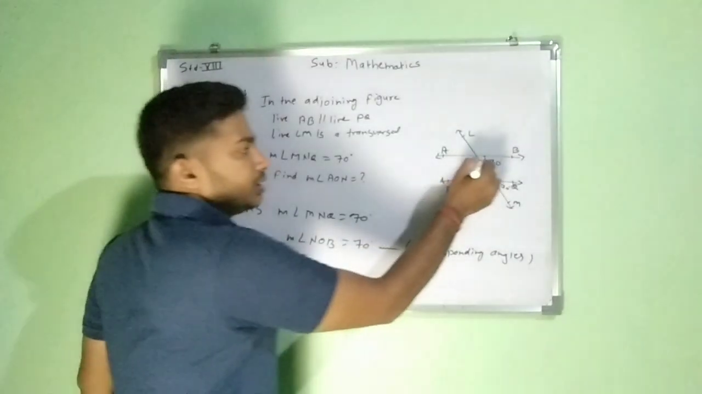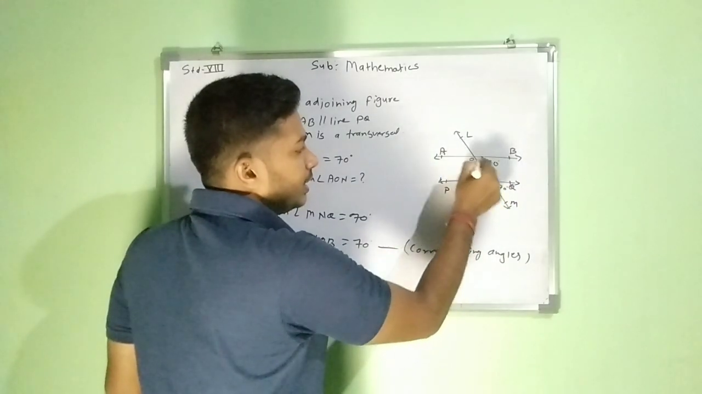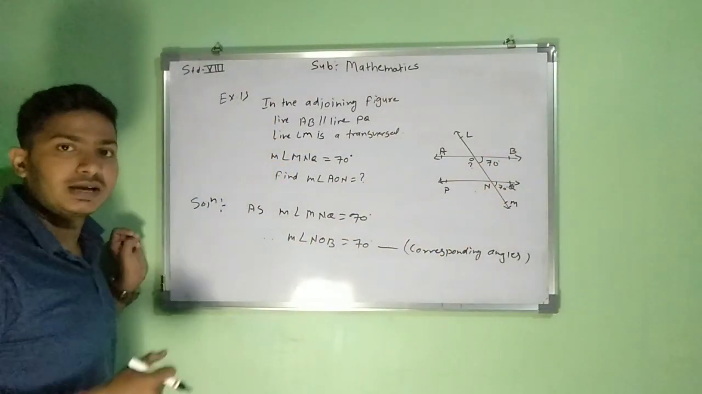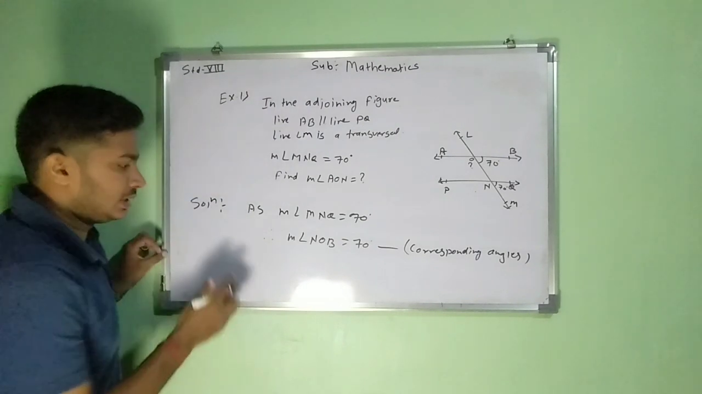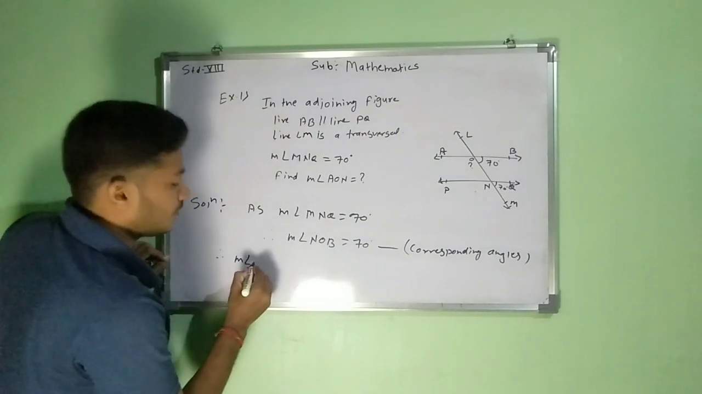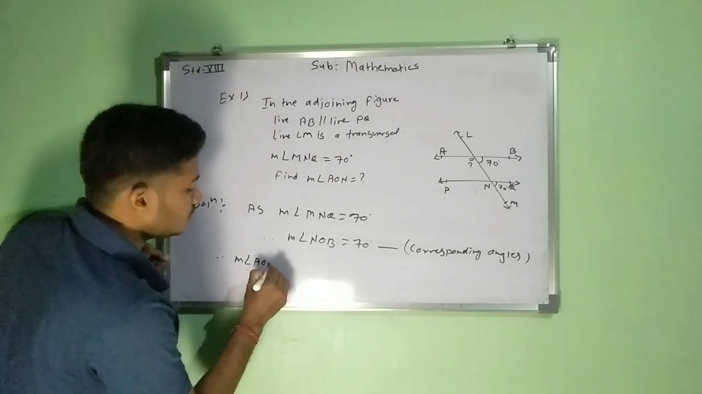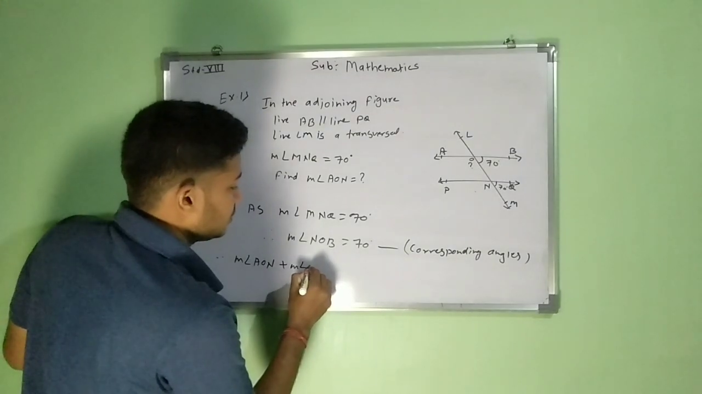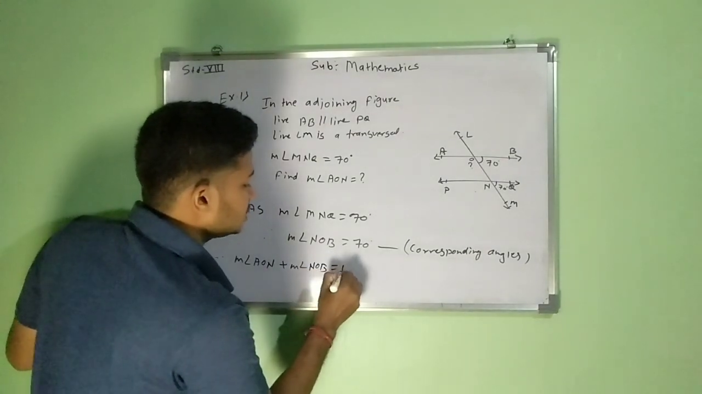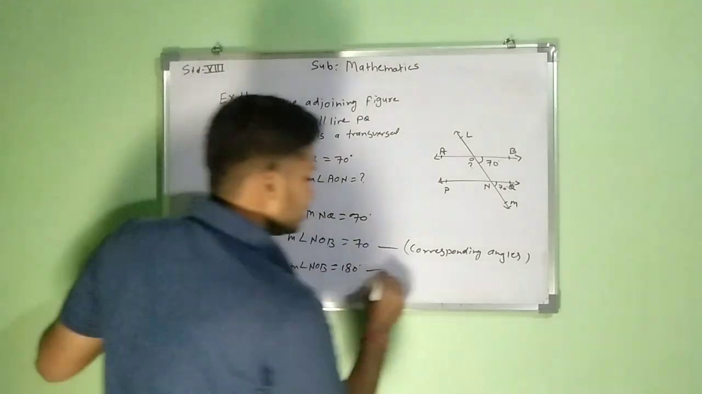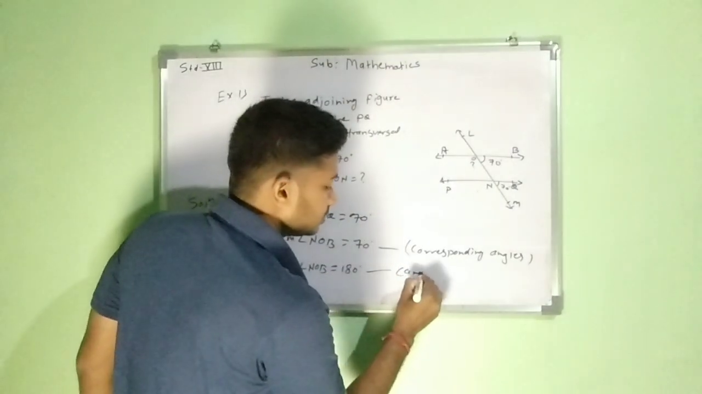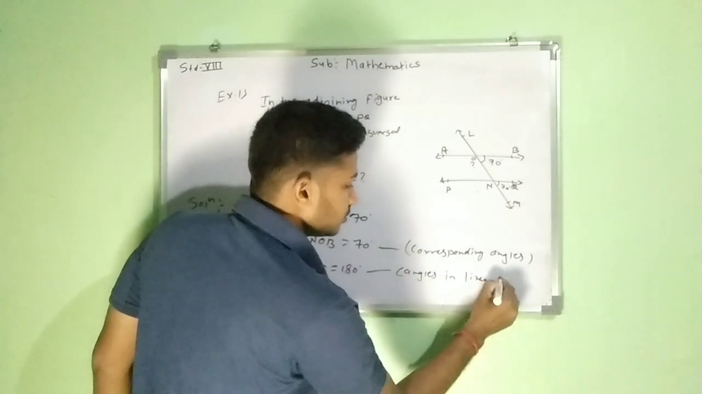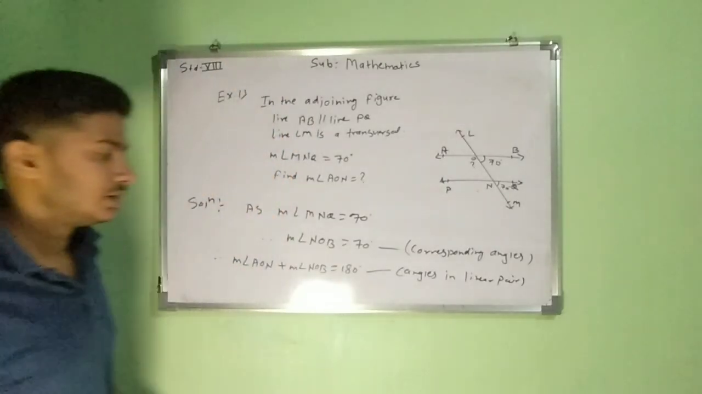Now if you look at angle NOB and angle AON, these two angles are angles in a linear pair. We know the property of angles in a linear pair, that they are supplementary. Therefore measurement of angle AON plus measurement of angle NOB is equal to 180 degrees. Why? Because they are angles in a linear pair.